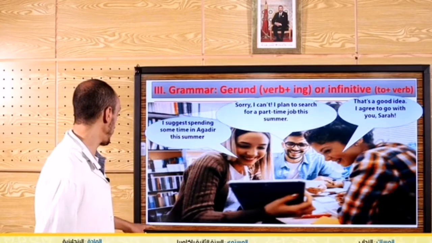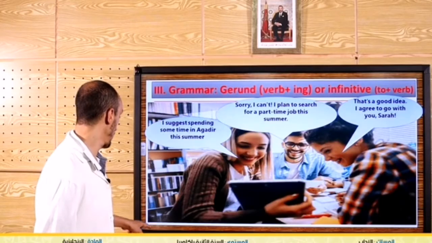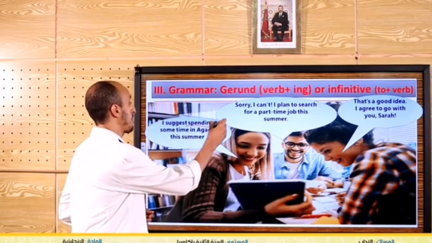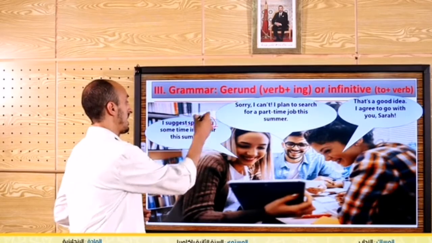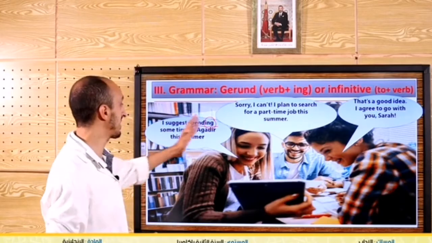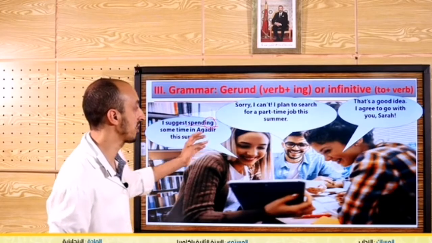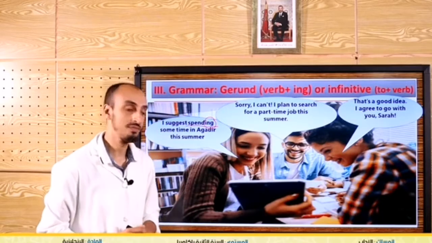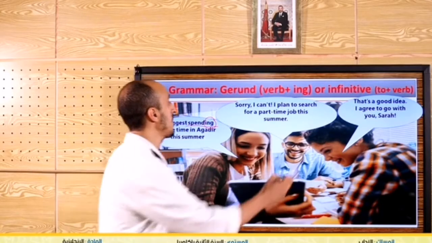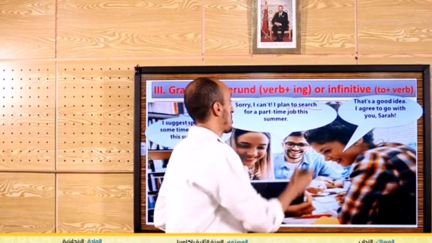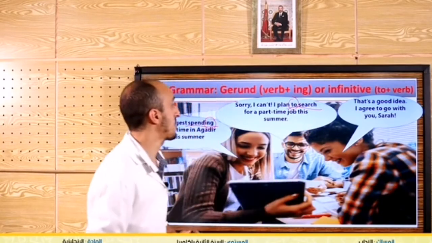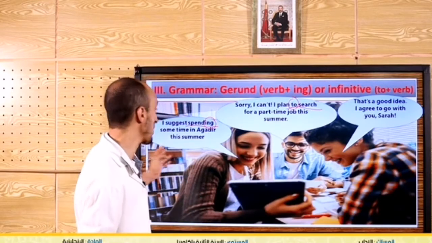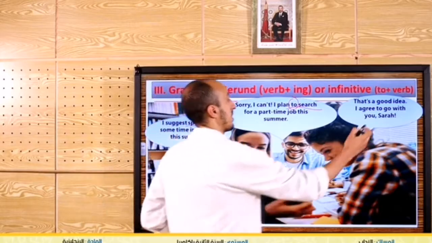Right. It is spending. Look at the ing form. I suggest spending. Do we have another gerund here? No, we don't have. Now what about the infinitive? Very good. To search, because we have two. To search, I plan to search. Do we have another infinitive in these exchanges? Yeah. We have to go.